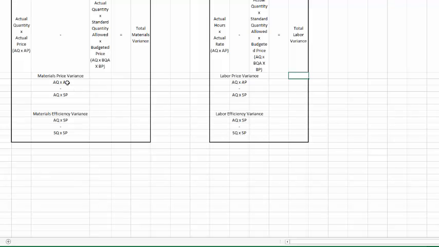So notice that the only two things that are different here in Formula 1 and Formula 2 is actual price versus standard price or budgeted price.